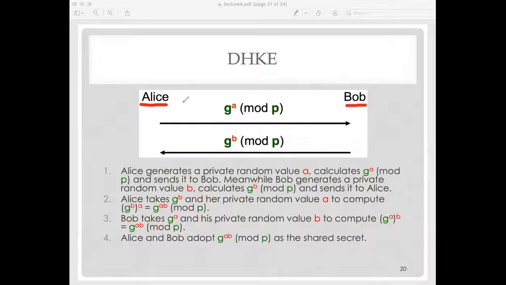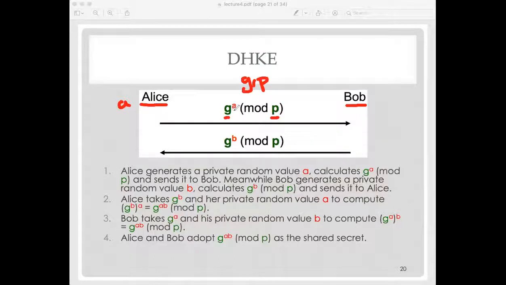Right? So what Alice does, of course they agree on two things. G and P are public. They decide on G and P, and everyone knows. Everyone knows G, everyone knows P. So what Alice does, she chooses A, and then she computes G to the A modulo P.